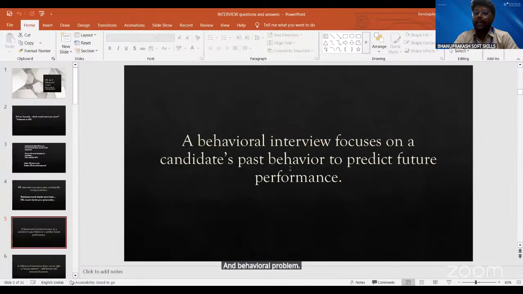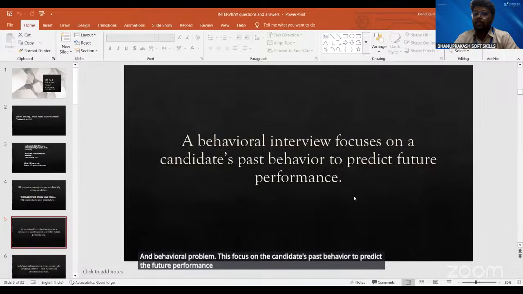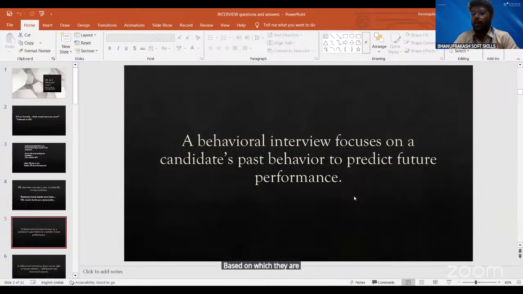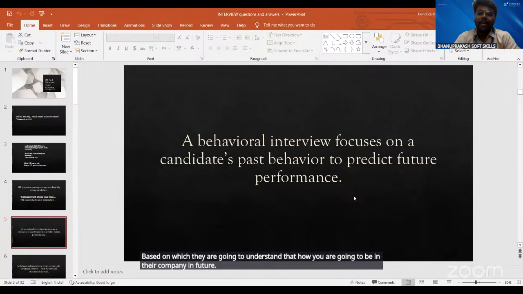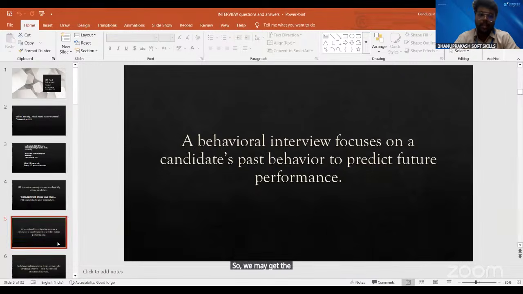Okay. And the behavioral round. This focuses on the candidate's past behavior to predict future performance. This interview is all about asking about past experiences, what you did, how you did, and everything. Based on which they are going to understand how you are going to be in their company in future. So we may get the same questions in the HR round also.